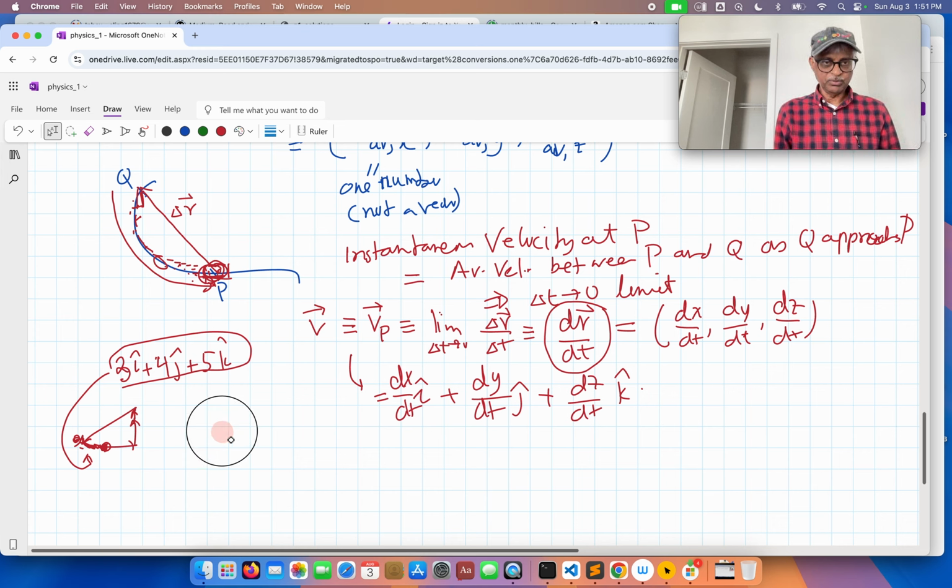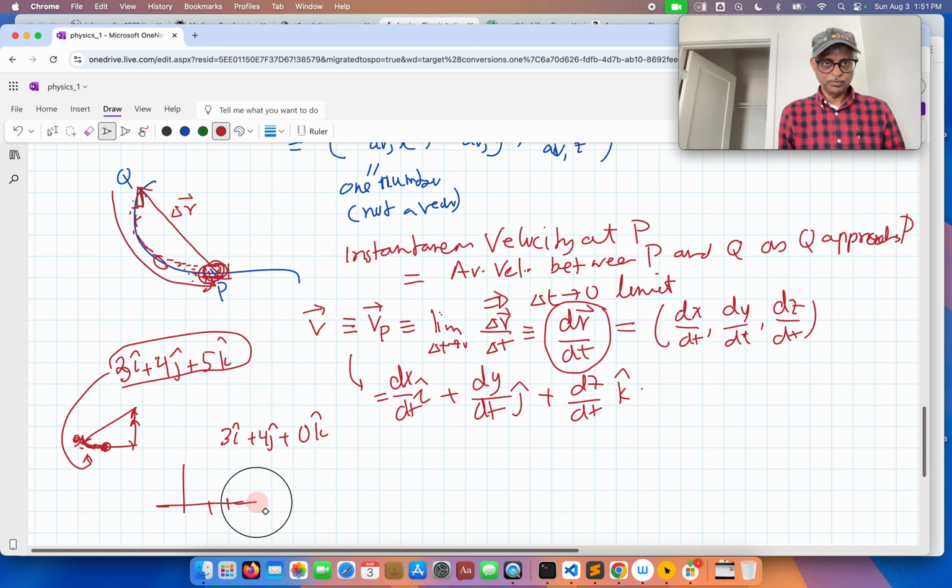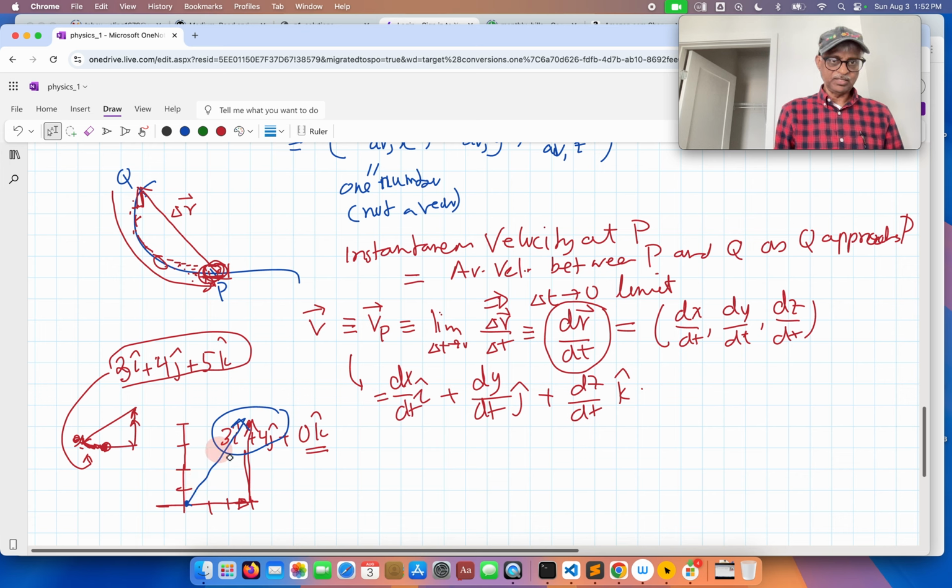Let me give a simple example. If I have 3 i hat plus 4 j hat plus 0 k hat, so 1, 2, 3, then 1, 2, 3, 4. So I went 3 i hat, and then I ended up over there, and I didn't go anywhere in the third direction. So this vector is basically going from here to here. That's this vector, 3 i hat plus 4 j hat.